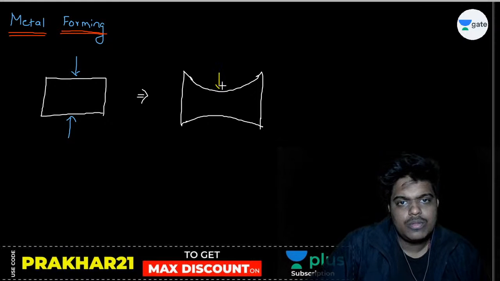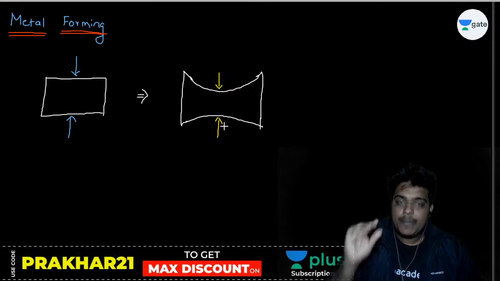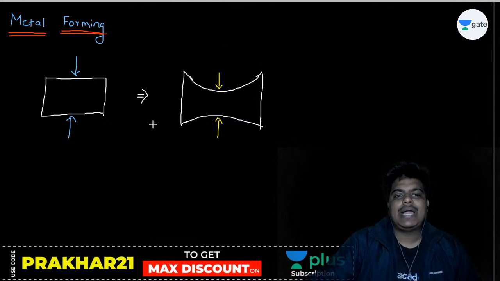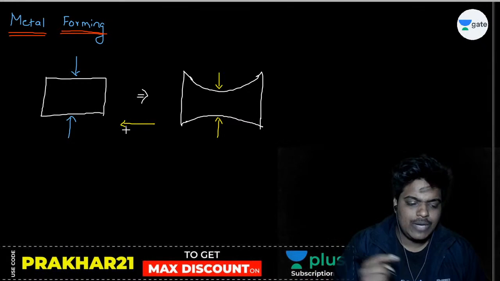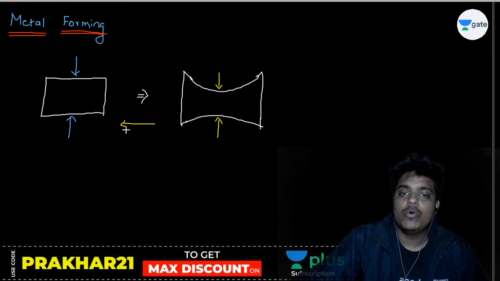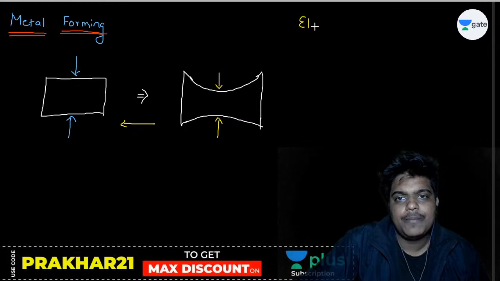Yes or no? The shape will become like this. Is it clear? But don't you think as soon as you remove this force, it will come back to this position? Yes or no? As soon as you remove this force, it will try to come back to the original position. Yes or no? This is known as elastic property.